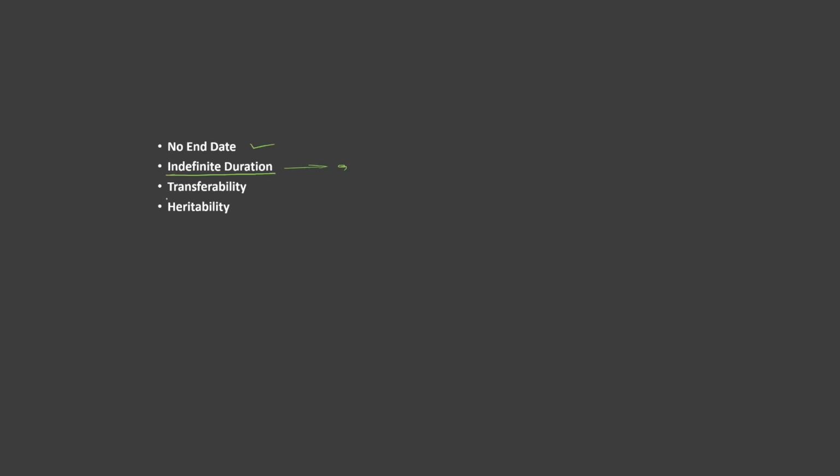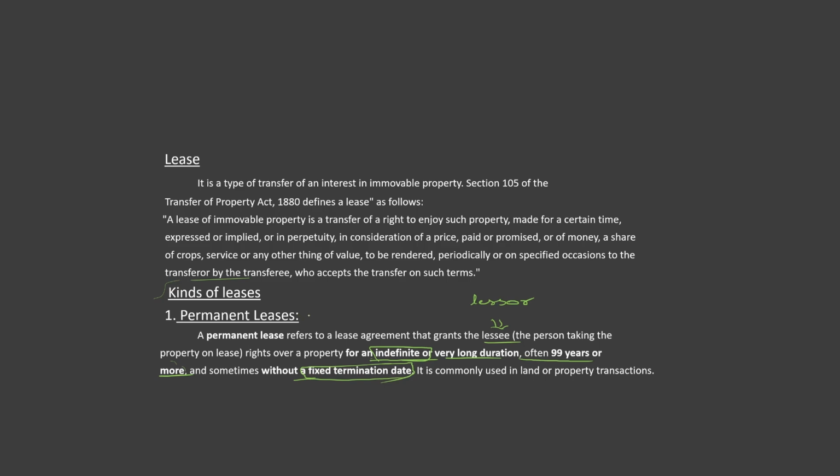And the next feature is transferability. The rights of that lease could be transferred. For example, A has given B a lease of an immovable property, and B can transfer his rights on that property to someone else, like C. And the next feature is heritability. That means that if B dies, this property may be given to his legal heirs. So only in this kind of lease, that is permanent lease, all these could be done. In other kinds of leases, this is not available.